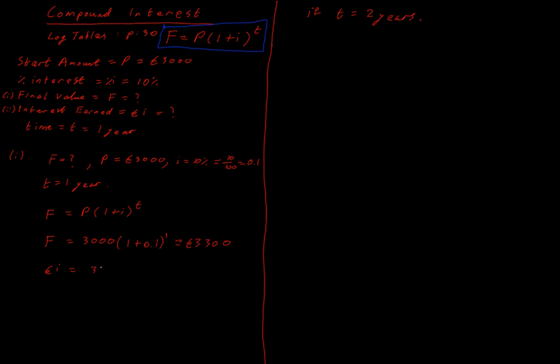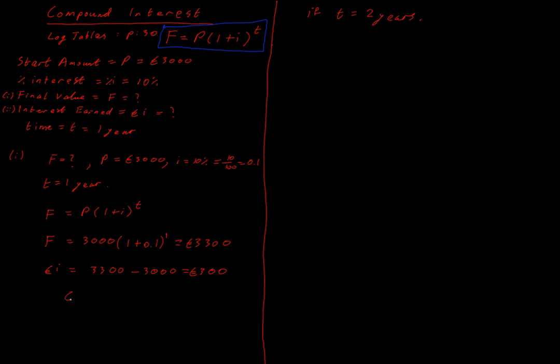Well, I'd have 3,300 euro minus the amount that I started with. That would be 300 euro. I earned 300 euro in interest. So my interest earned is 300 euro. It's the extra money that I have at the end of a year.